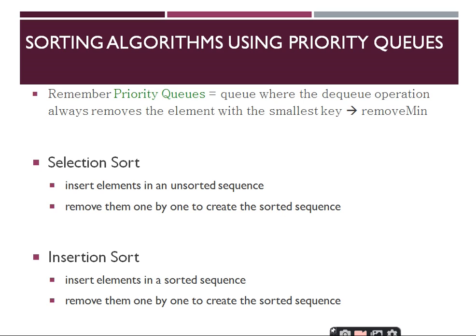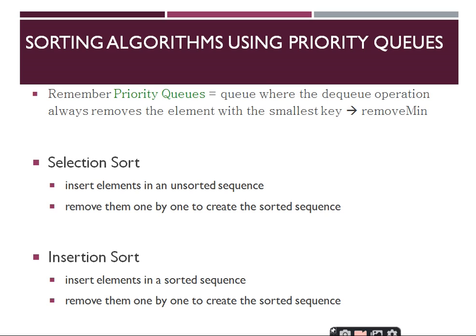The sorting algorithm using priority queues. Now remember priority queues. The sorting algorithm makes use of queues to store the elements temporarily in order to arrange the elements in a particular order. And we know that priority queues are the queues where DQ, double-ended queue operation, always removes the element with the smallest key using the remove minimum operation.